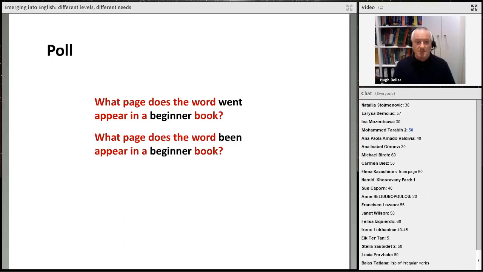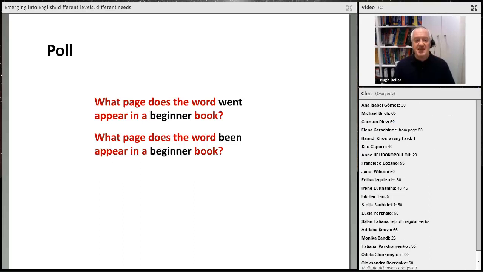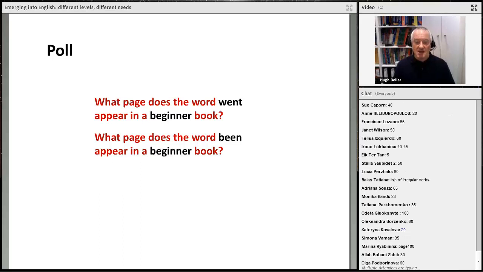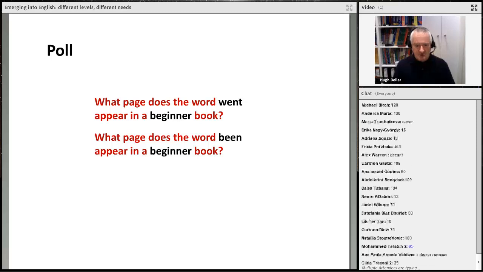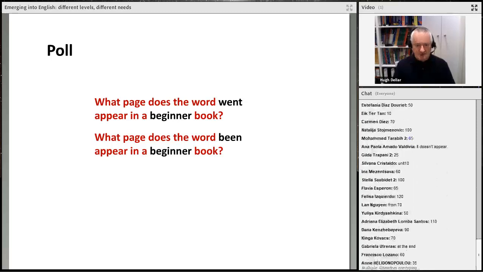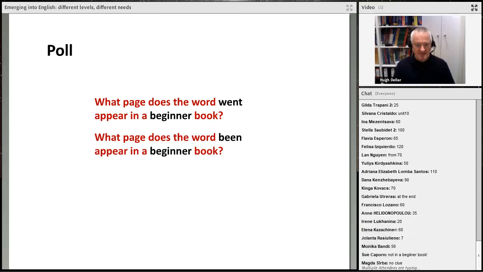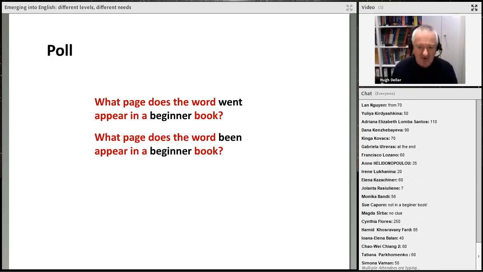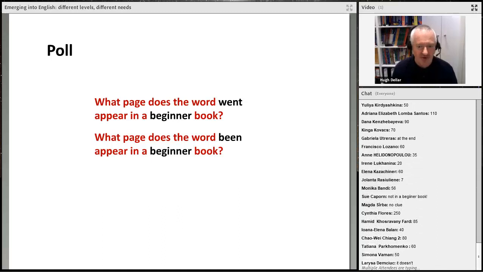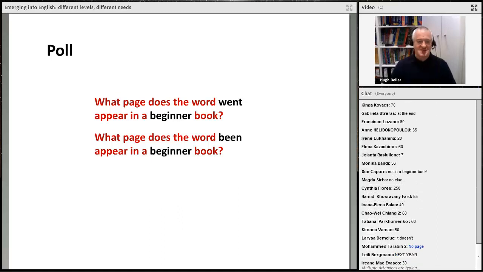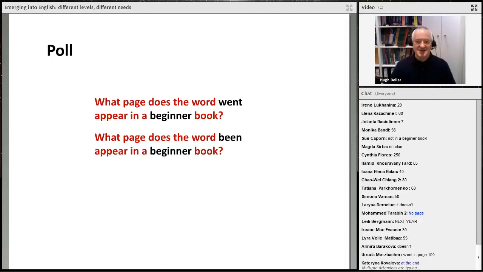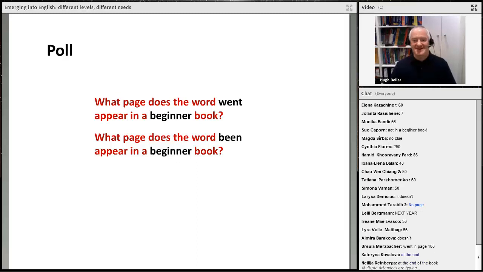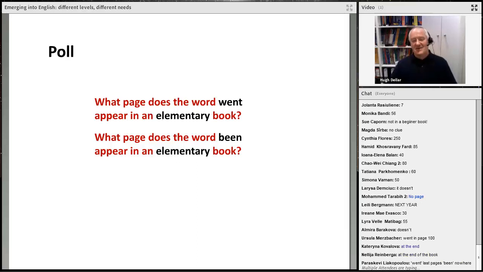Okay, and which page do you think the word been appears on in a beginner book? Okay, been. 120, 10, it doesn't appear. Okay, at the end, 35, page 7. Oh, not in a beginner book, no clue. I admire your optimism. Okay, your honesty. No page, next year.